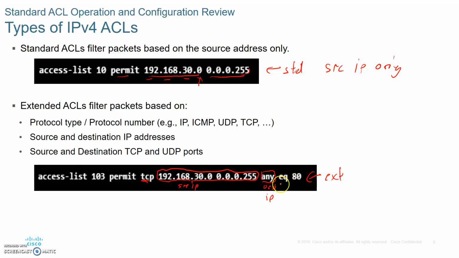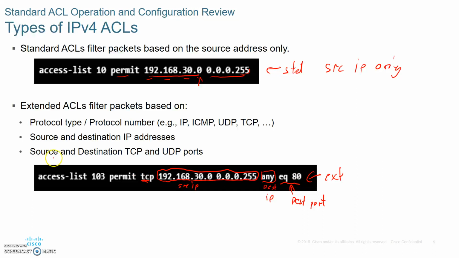And this last part, equal 80, is the destination port number. That means I'm only looking for destination port number 80. So the destination port is checked here, and I'm only checking for TCP port 80.